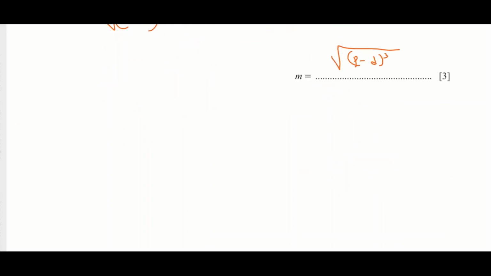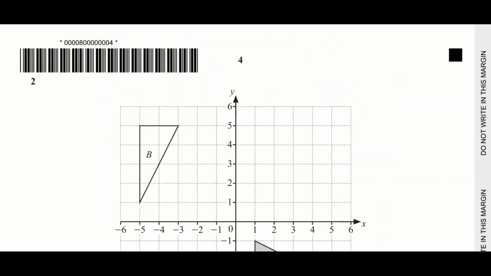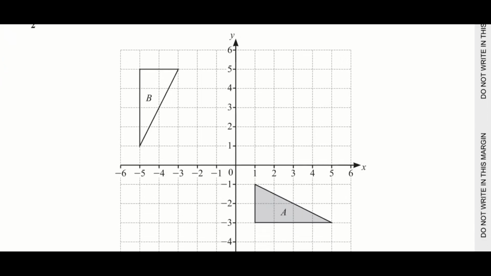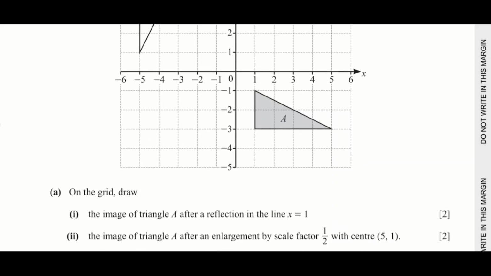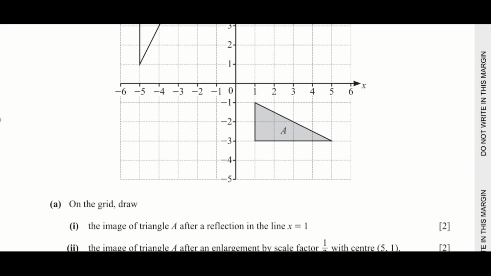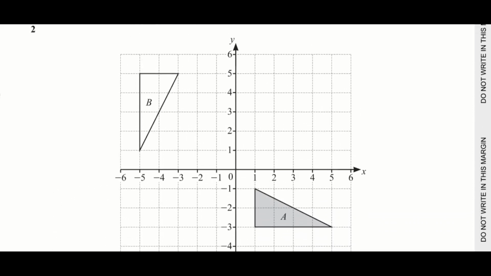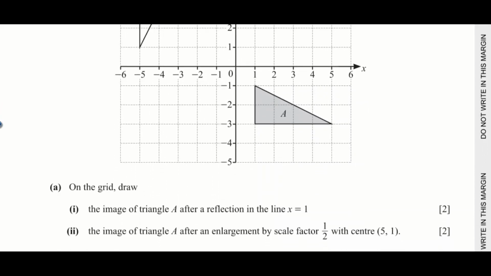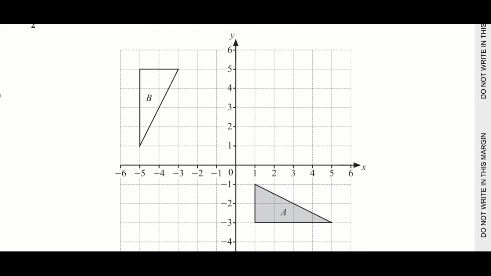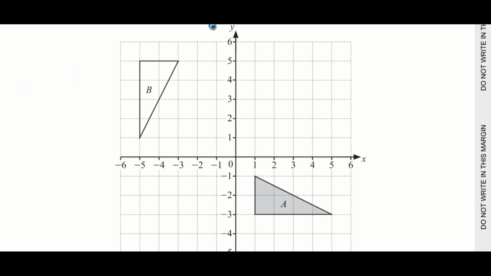Okay, so let's go to the next question. That will be question 2. On the grid, draw the image of triangle A after a reflection in the line x equals 1. Reflection in the line x equals 1, so x equals 1 will be the vertical line here. Okay, so we can just draw. Let's scroll up a little bit.